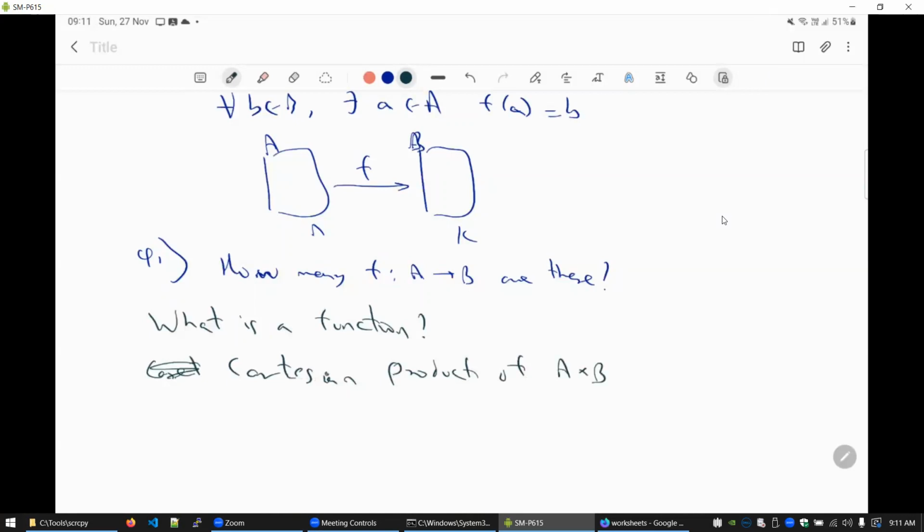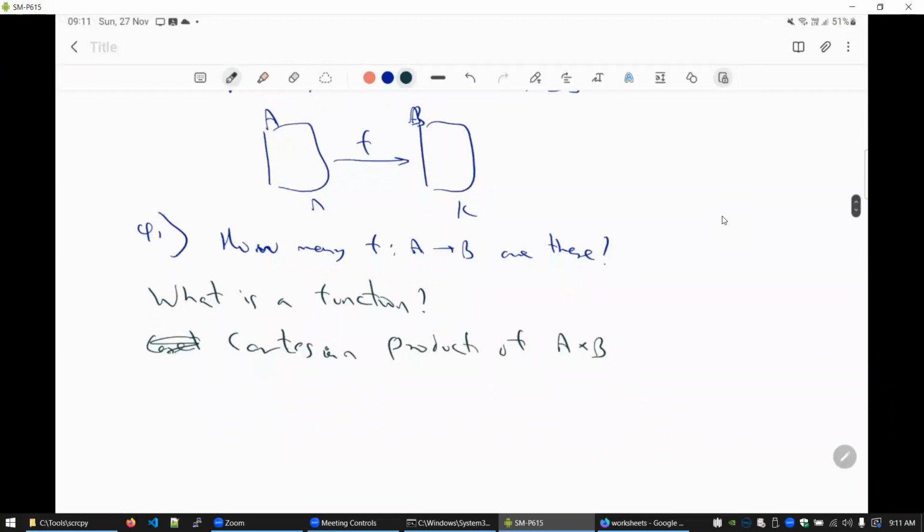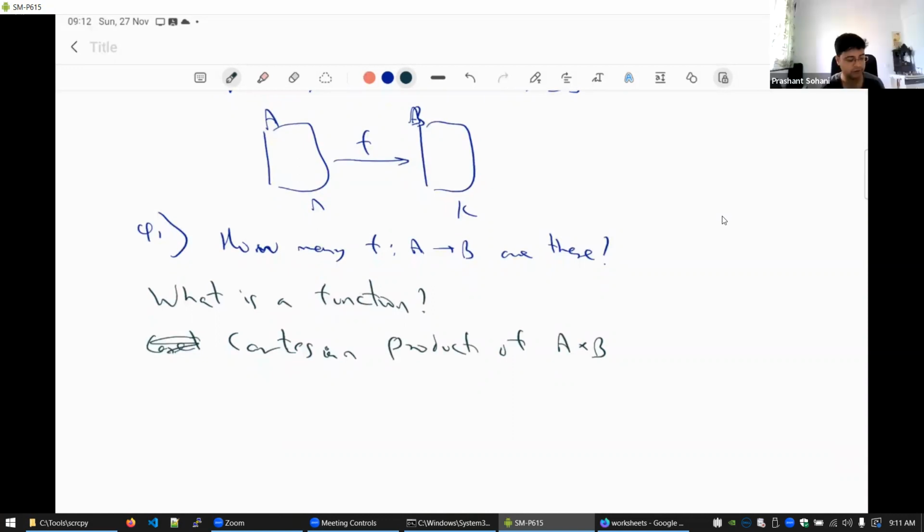So I think if we have A as a set of elements, say 1, 2, 3, 4, and B is a, b, c, d, then the Cartesian product will be 1a, 1b, 1c, 1d, 2a, 2b, 2c. Basically, you take all ordered pairs where the first element comes from set A and the second element comes from set B, right? So A cross B is all such ordered pairs.